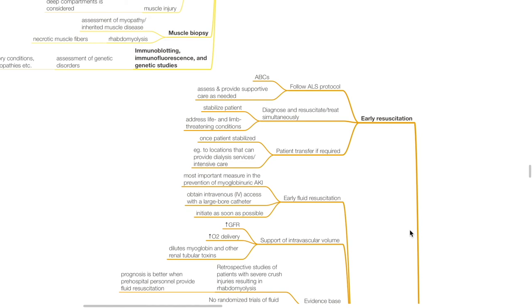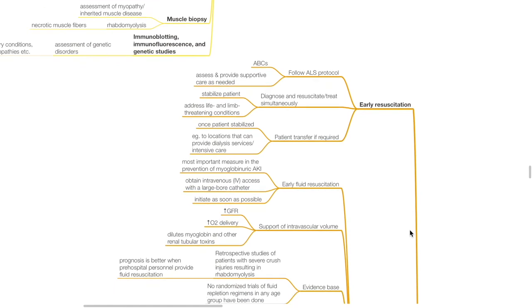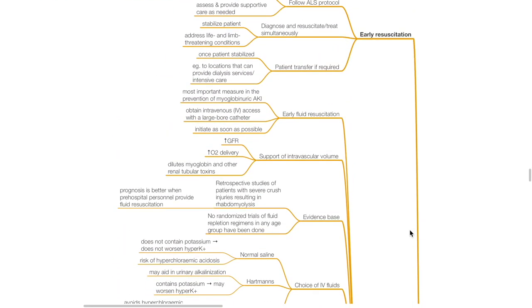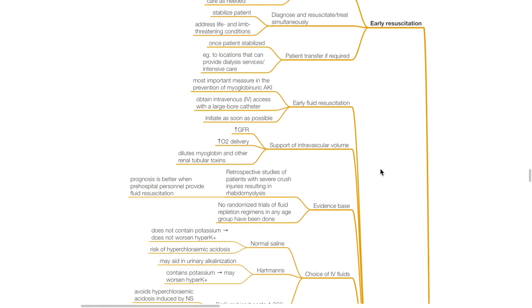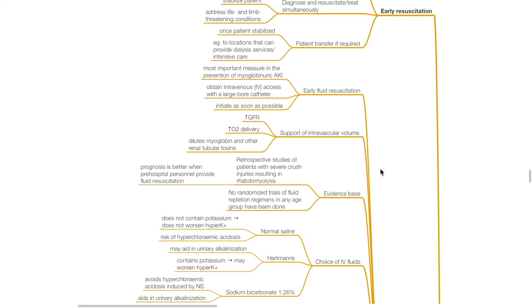Patient transfer if required once the patient is stabilized, for example, to locations that can provide dialysis services or intensive care. Early fluid resuscitation is the most important measure in preventing myoglobinuric AKI. Obtain IV access with large bore catheter and initiate fluid resuscitation as soon as possible. Support intravascular volume to increase GFR, oxygen delivery, and dilute myoglobin and other renal tubular toxins.